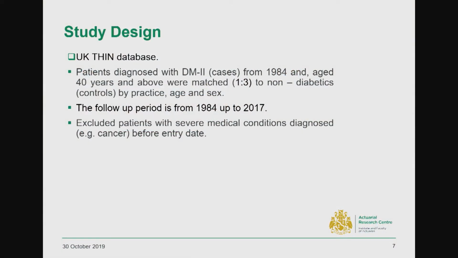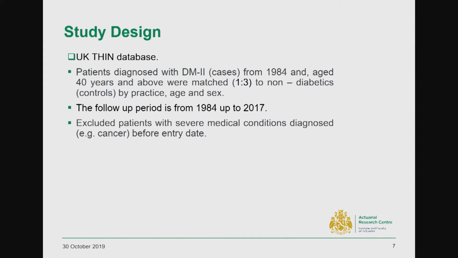Right, our study design, as you have seen from the previous presenters, uses the UK THIN database, and for our diabetes type 2 study, we selected all patients diagnosed with diabetes between 1984 and 2017, and who were aged 40 years and above at the time of diagnosis, and we matched them. The cases are diabetes patients, and the controls are non-diabetic patients. So we matched 1 case to 3 controls by practice, age, and sex. And we excluded patients who had life-limiting conditions at the entry time. Then our follow-up period is up to 2017, as I alluded to earlier.